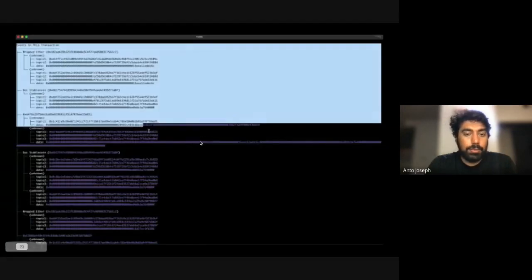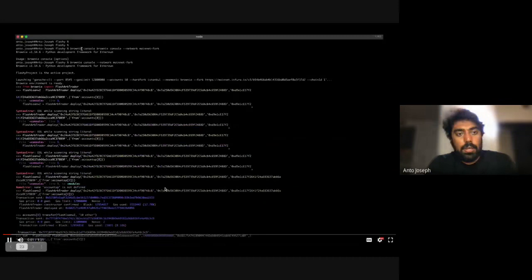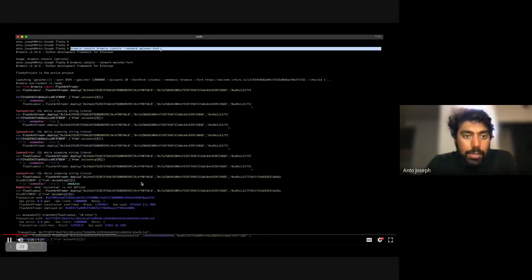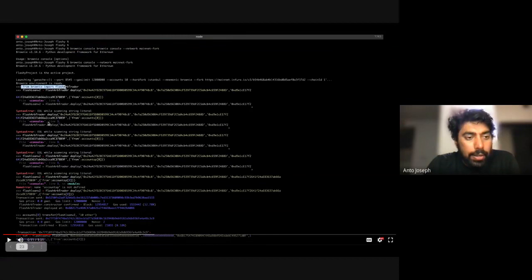Now let's look at the demo. So as usual, we would start our Brownie console mainnet fork. And right here, you can see that we are importing the smart contract that we just looked at.